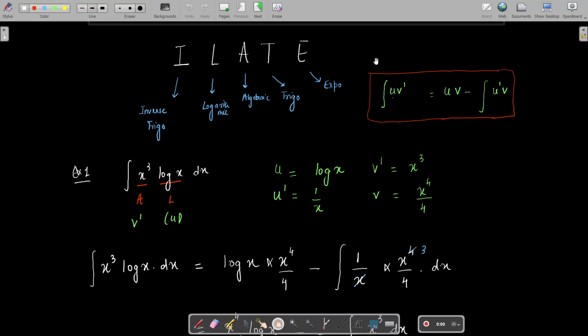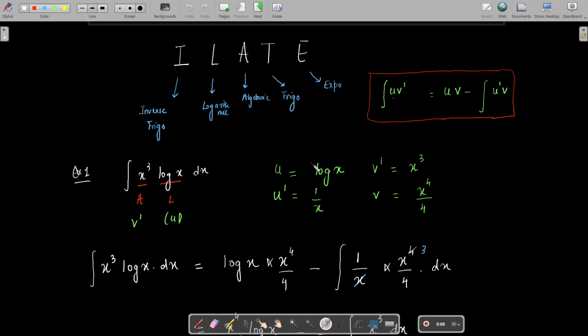So in today's class, we will learn about ILATE. ILATE is a rule that we use to do integration by parts, and we use ILATE to decide which function should be assigned as u and which function should be assigned as v prime. ILATE is nothing but an acronym which stands for: I stands for inverse trigonometric function, L stands for logarithmic function, A stands for algebraic function, T is for trigonometric function, and E is for exponential function.